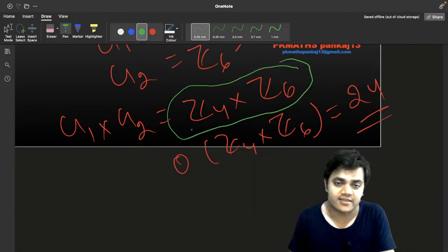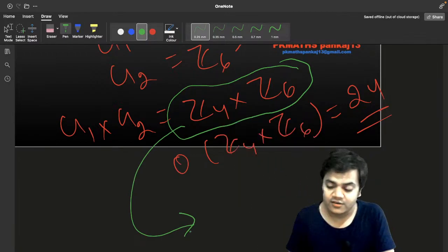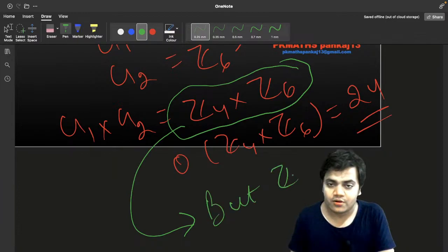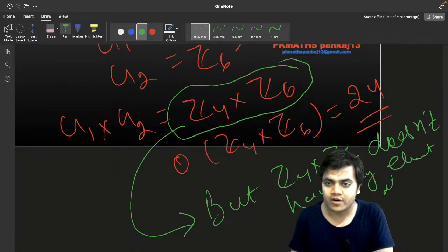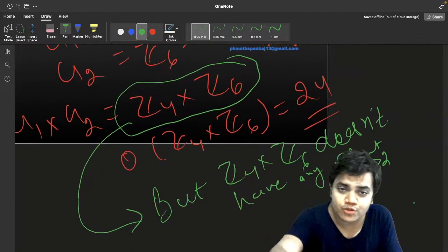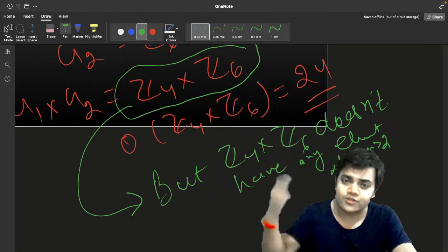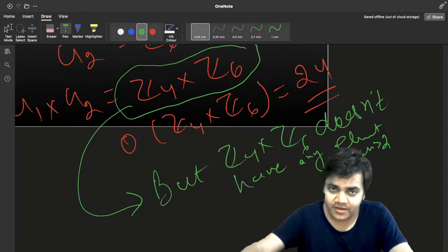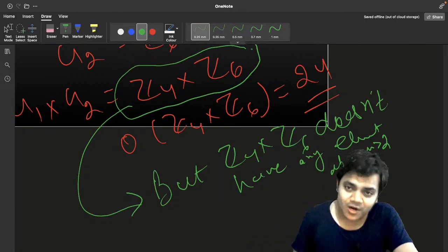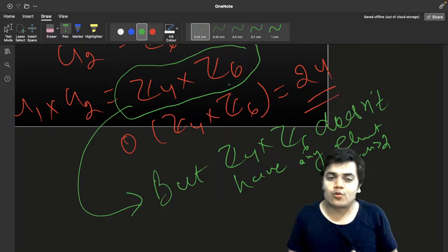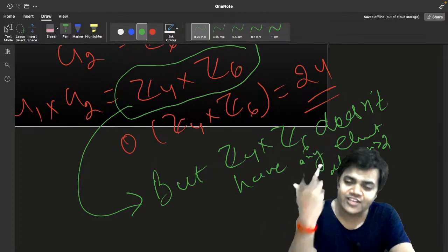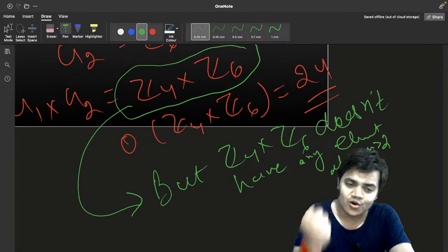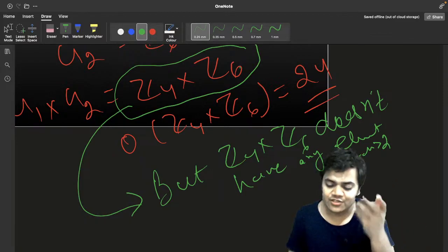But when you try to find the orders, you will find that this Z4 cross Z6 does not have any element of order 24. It does not have any element of order greater than 2... wait, in fact the maximum order is LCM of 4 and 6, which is 12, while the group order is 24. So, since an element of order 24 is not in Z4 cross Z6, what does it mean? Z4 cross Z6 does not have any generator. So as Z4 cross Z6 does not have any generator, it means this Z4 cross Z6 is not cyclic.